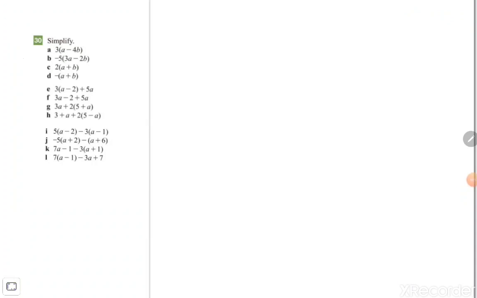Alright, ladies and gentlemen, here are the answers from exercise 30, where you need to multiply out all the brackets. Let me just look at the first one, exercise A. It's 3 times (A minus 4B). So 3 times A is 3A, and 3 times minus 4B is minus 12B. You can't simplify 3A minus 12B anymore, so that's the answer.